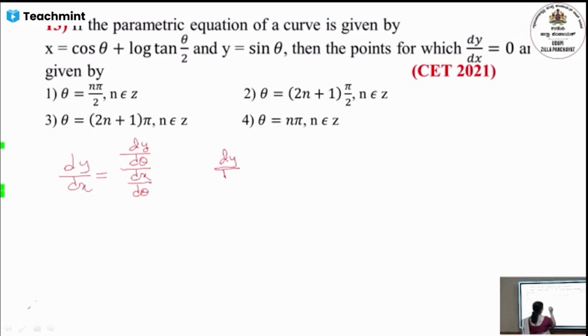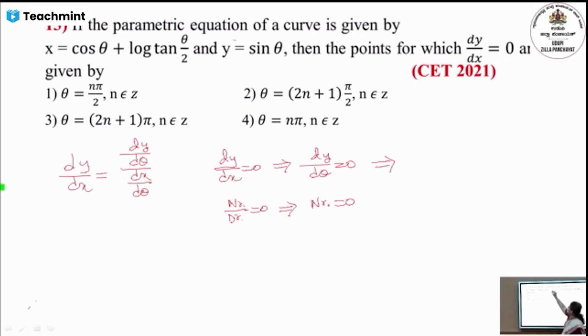So dy by dx is 0 implies dy by d theta is 0. Why? Because numerator divided by denominator is 0 means what? Numerator should be 0. Now what is y? Sin theta. Therefore, dy by d theta is cos theta. So, cos theta is 0 means what? Theta must be n pi.